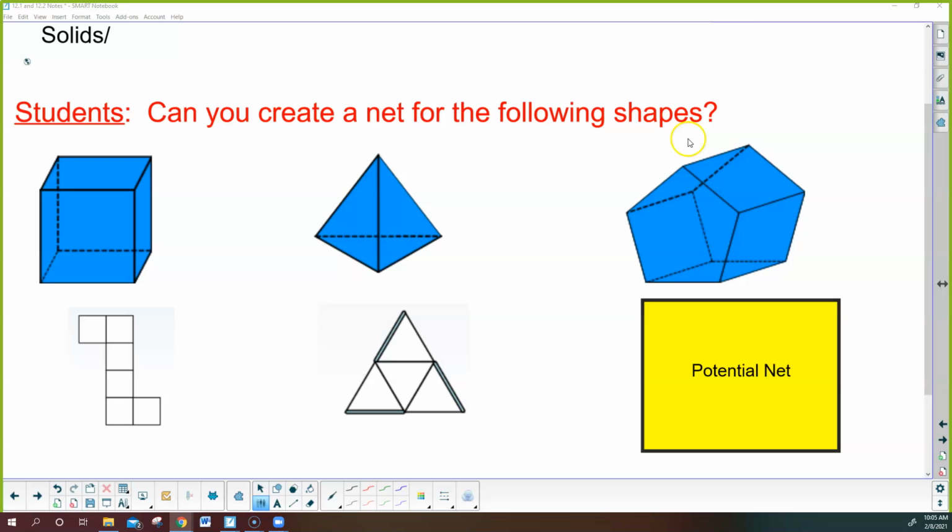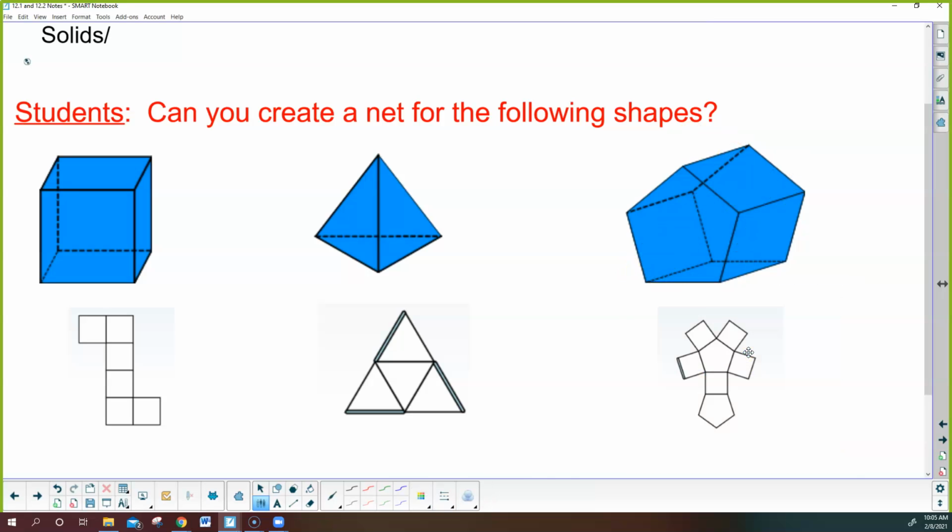Okay, so what does your pentagonal prism look like? Here's one potential net. It has two bases. Notice base does not mean bottom, right?